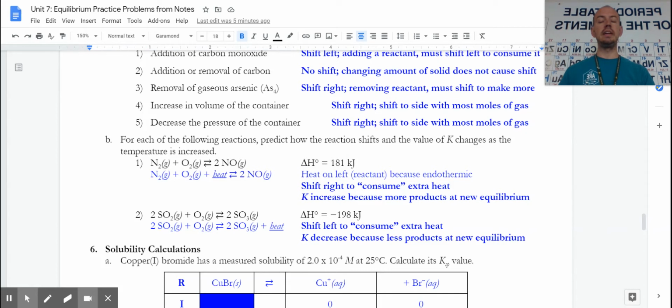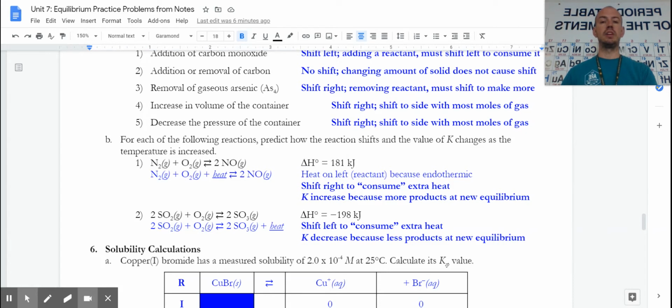We can therefore think of heat as coming in or as a reactant. If I put in more heat, that's just like putting in more of anything else in my reaction. I now have too much of the stuff on the left. The reaction therefore shifts right to consume that extra heat. Or we could think about this: endothermic processes, which need to absorb heat, become more favorable the higher the temperature is. It is more favorable for them to absorb that energy.